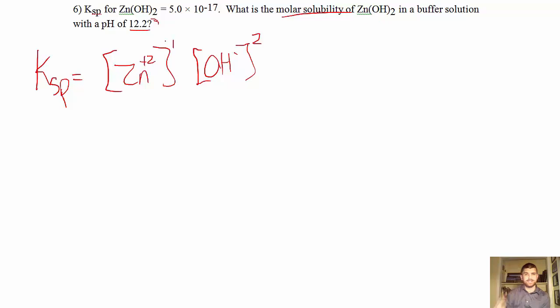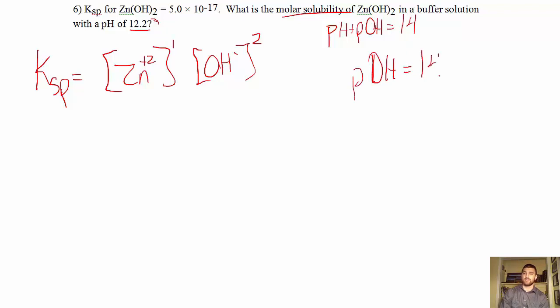Alright, well they didn't tell us exactly what the concentration of this OH minus is, but we can figure it out. The easiest way to do that is probably to use pH plus pOH equals 14. So what's the pOH? It's going to equal 14 minus the pH, so I end up getting 1.8.